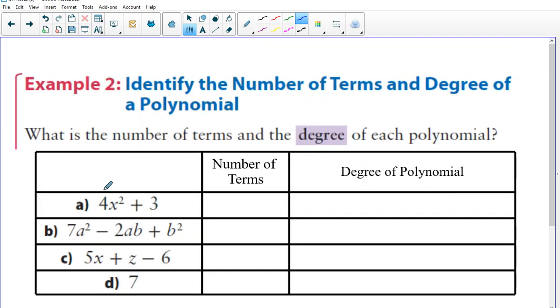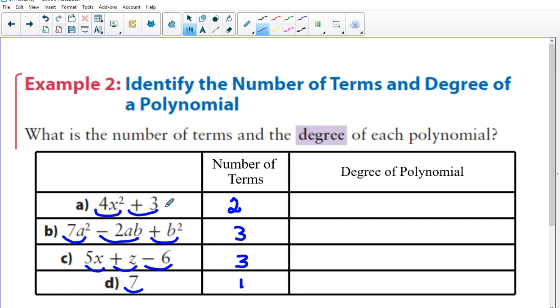Okay, number of terms. So we can count the number of terms. 1, 2. And I'm just going to count all the number of terms first of all. Then we'll come back and do the degree after. B is 3. C has 3 terms. And D, 1.